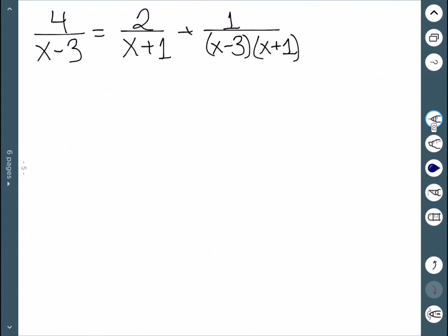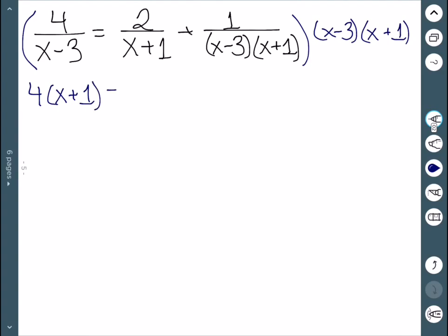Here's another one that does not immediately look linear because it does have x's on the bottom of a fraction. However, we're going to get rid of this by multiplying by everything on a denominator, which is x minus 3 times x plus 1. So we're going to multiply both sides of the equation by this. 4 over x minus 3 times x minus 3 times x plus 1 is just 4 times x plus 1. 2 over x plus 1 times x minus 3 times x plus 1 is 2 times x minus 3. And then this last term, 1 over x minus 3 times x plus 1 times x minus 3 times x plus 1 is just 1.